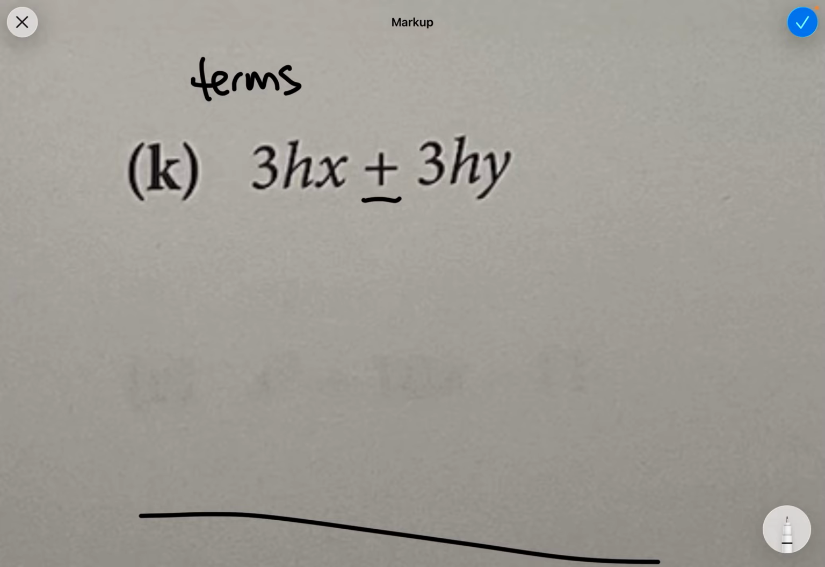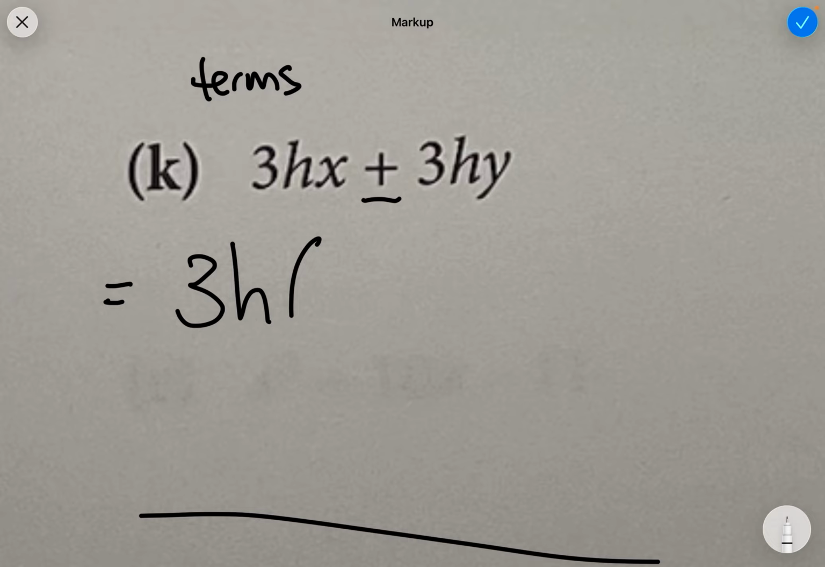Then when I'm doing my factorization, I am looking for a common factor. Meaning, here and here, is there a common thing that I can divide by? So 3hx can be divided by 3. 3hy can be divided by 3. 3 is a common factor in both the terms. Okay? So when I see a common factor, I can factorize out. I can take out the 3.